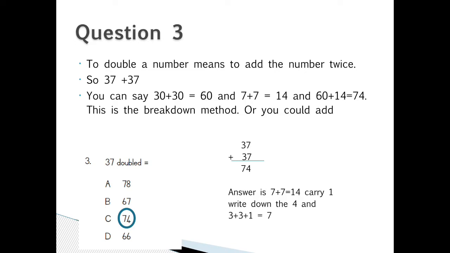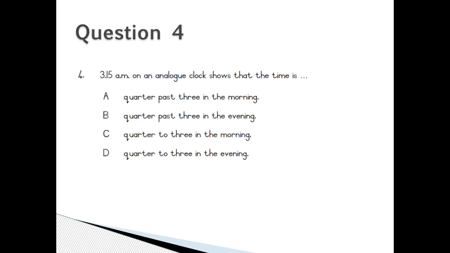This is because 7 plus 7 is equal to 14. You write down the 4 and carry the 1. 3 plus 3 is equal to 6, plus the 1 you carried is 7. So your answer will be C, 74.